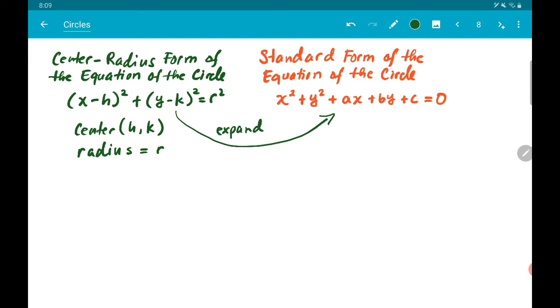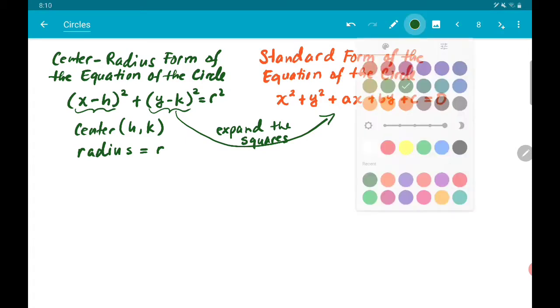You expand (x − h)², expand the squares. These two will be expanded. You're going to get x² − 2xh + h², and the other one is (y − k) times (y − k), which is y² − 2yk + k². Then you kick r² to the other side and simplify. You're going to get x² + y² + ax + by + c = 0.